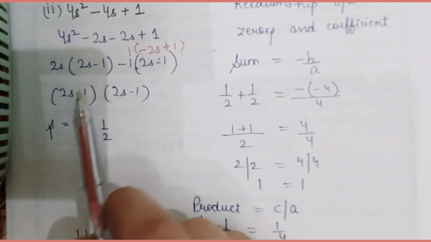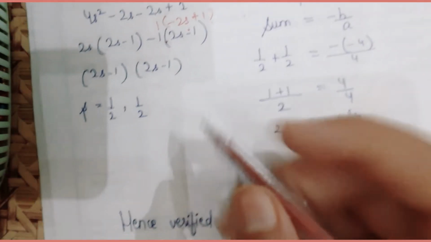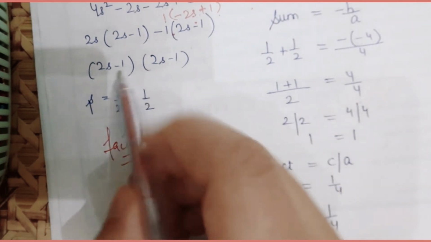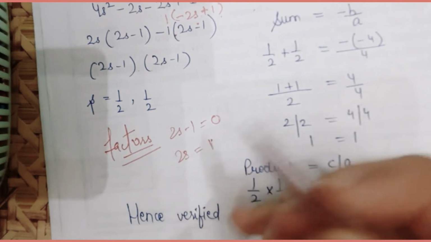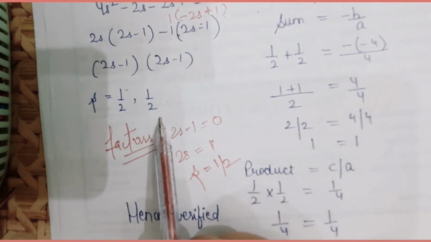Now 2s minus 1 and 2s minus 1, you know how to take these. Now you know these are our factors. 2s minus 1 we will put equal to 0. From there 2s equals 1 and s equals 1 by 2. Both factors will be the same.